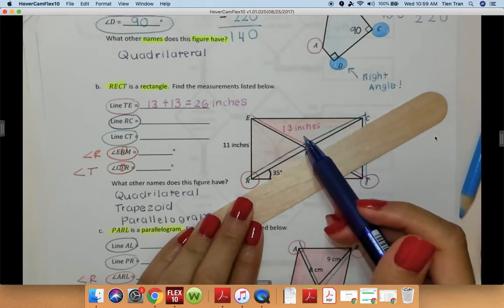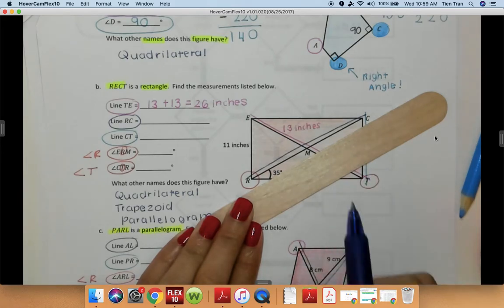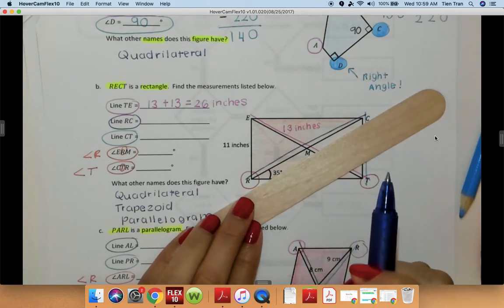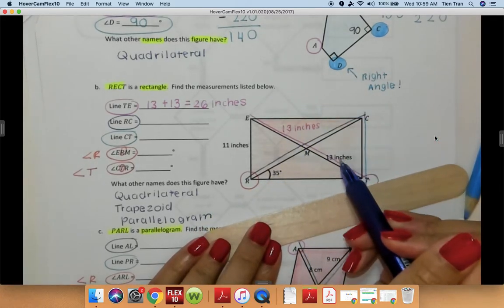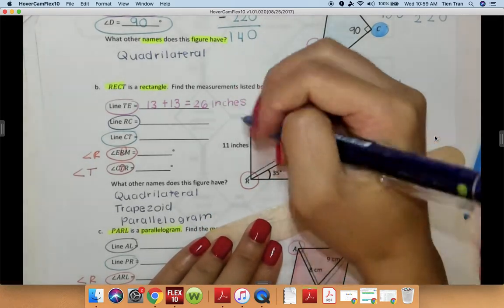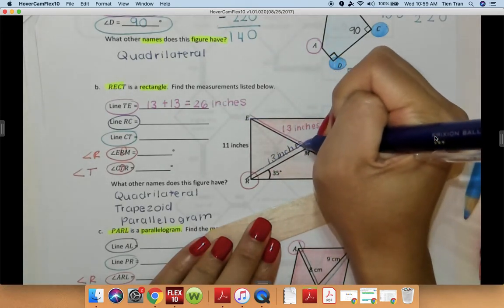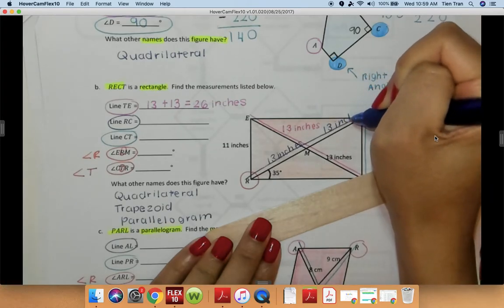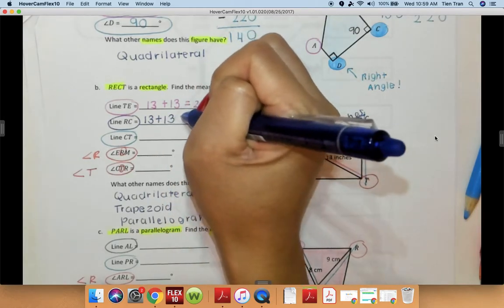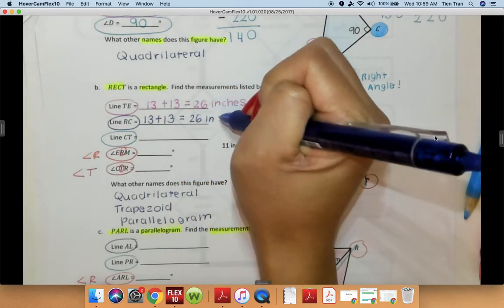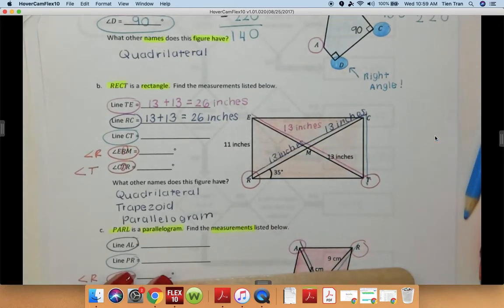Now looking at RC, they asked me how much is this line. You don't see any numbers, but remember a rectangle has the same measurements for their opposite lines. So if this one is 13 inches and this one is 13 inches, this one is also 13 inches, and this line is also 13 inches. So remember, we added earlier, 13 plus 13 is equal to 26 inches. So RC is equal to 26 inches.